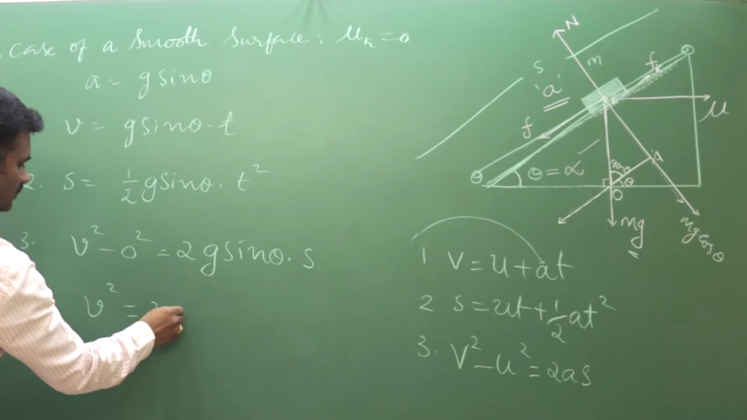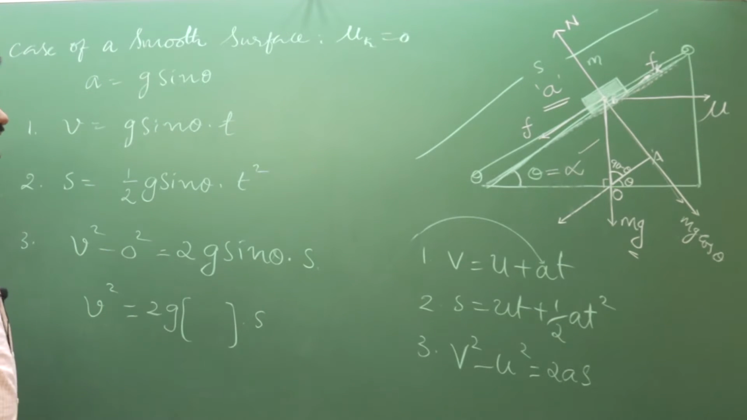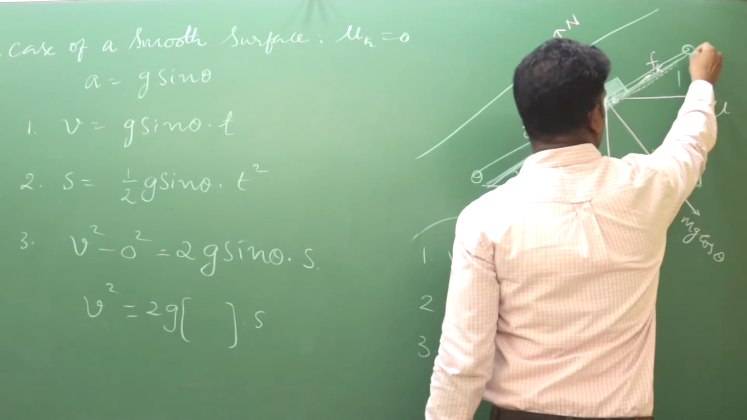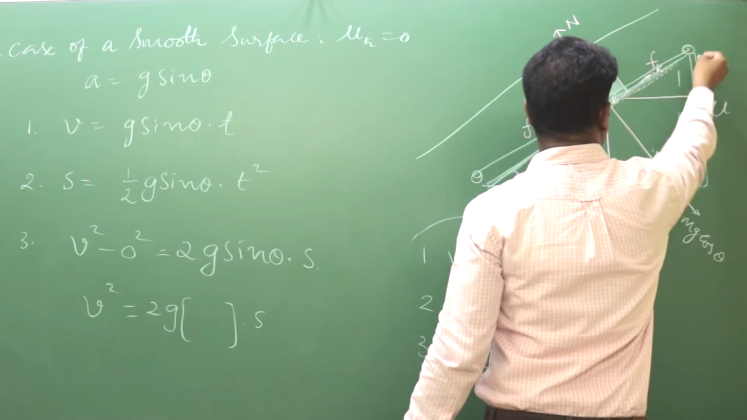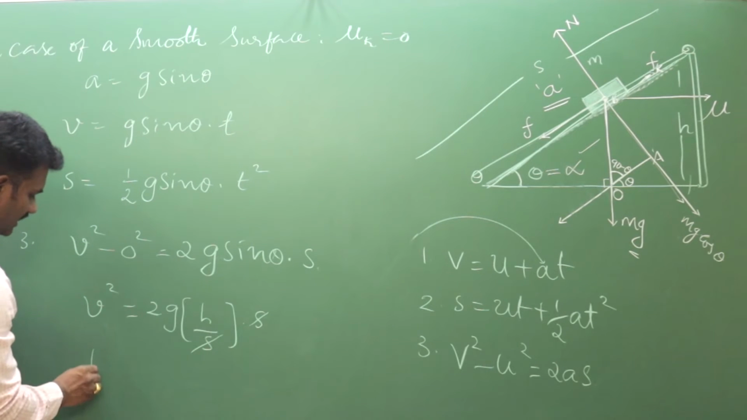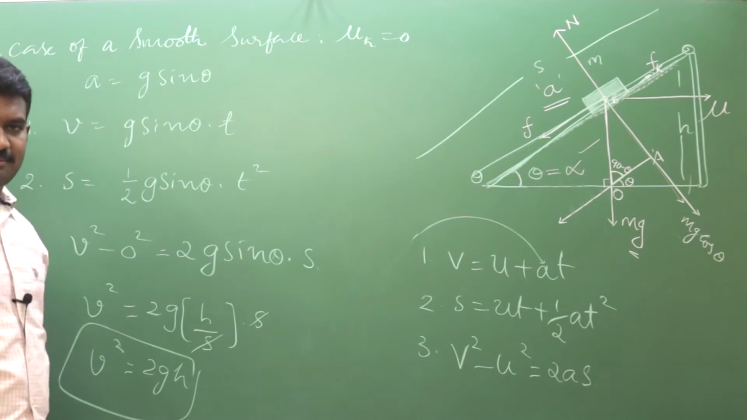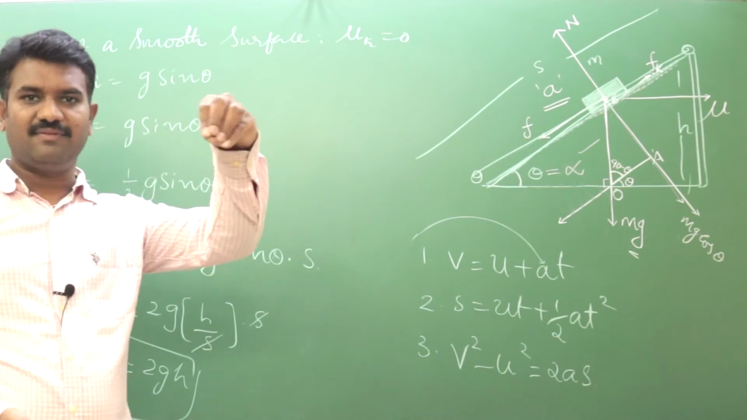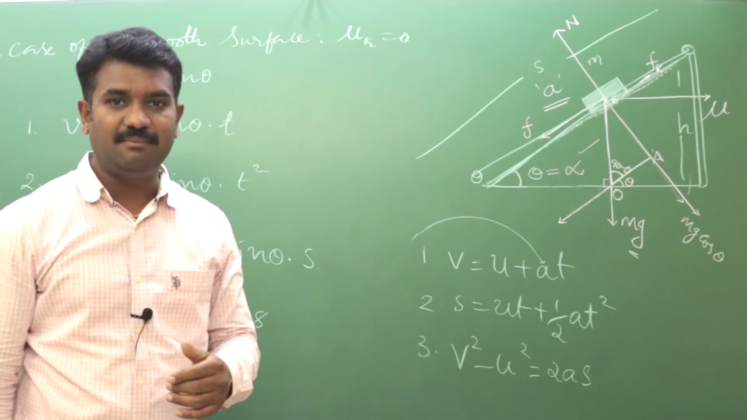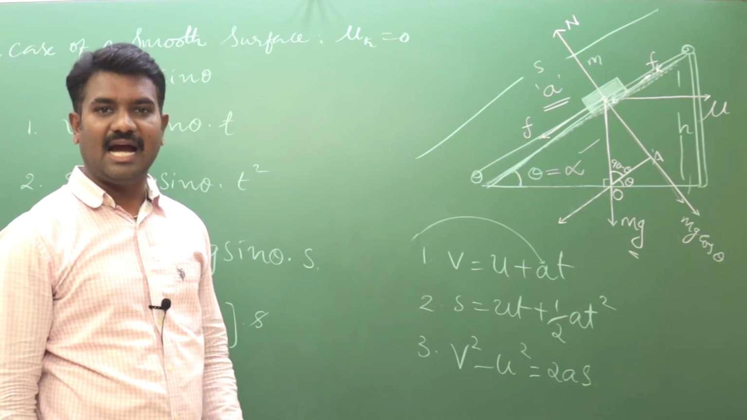So v square equal to 2g into, instead of sin theta, what can I write? Sin theta is nothing but opposite side by hypotenuse. If this is the height of the inclined plane, h by s. So this sin theta becomes h by s. S gets cancelled, and v square equal to 2gh. Have you ever seen this formula 2gh? Yes, in case of a freely falling body, where h is the height from which it is falling. It means in case of a smooth inclined plane, it is independent of the angle. It depends only on the height from where it is falling.